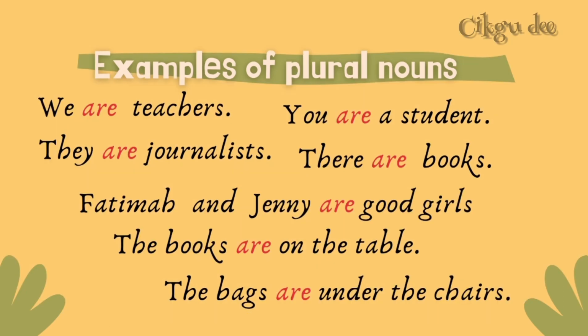Examples of plural nouns in sentences. We are teachers, more than one teacher. You are a student. They are journalists. There are books, maybe 2, 3, or 100 books. Fatima and Jenny are good girls. 2 girls are there, Fatima and Jenny. The books are on the table. The bags are under the chairs. On and under is the preposition.